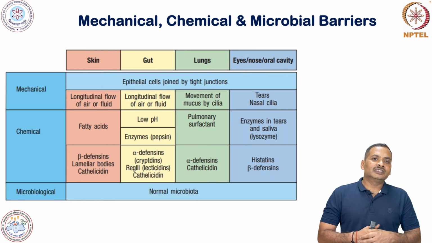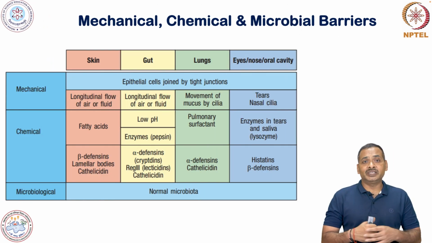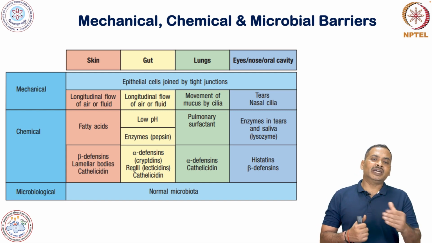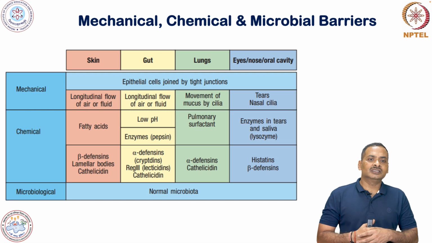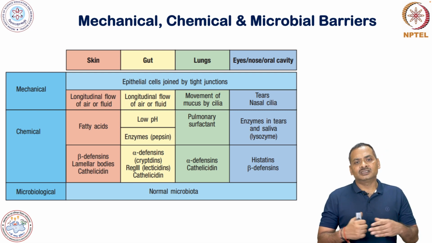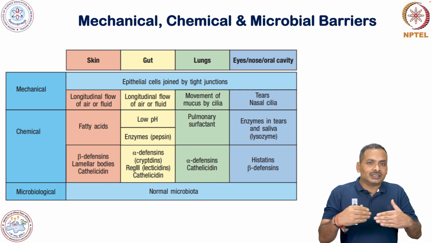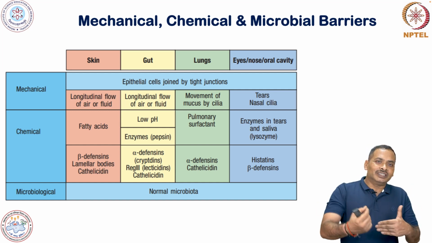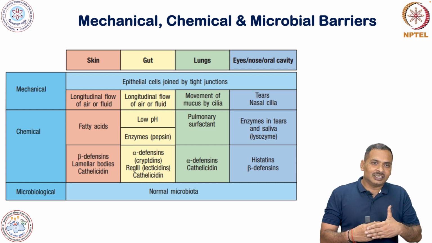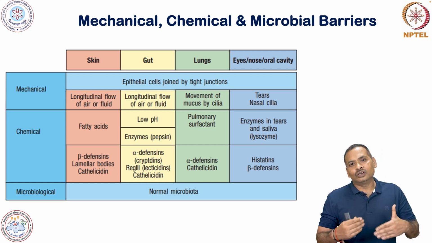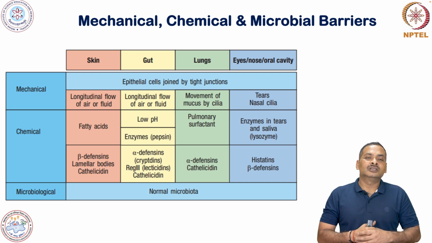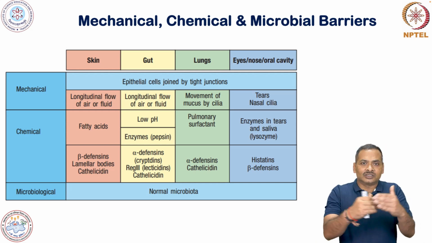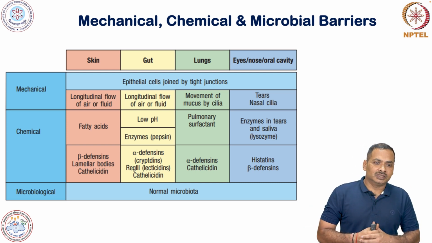Here you can see how this mechanical barrier plays a very important role in defense. The mechanical barrier in skin is constituted by epithelial cells joined by very tight junctions. They are very tightly packed, so microbes cannot enter. It's quite rigid, like the strong wall of a house, where even water cannot go through if you make a proper wall. It's a wall or guard in our body.